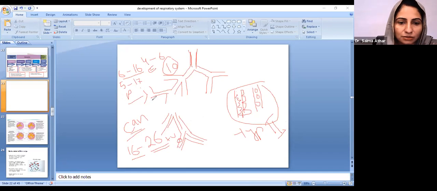I am just drawing it. Okay? So embryonic period, pseudoglandular period, and canalicular period. Canalicular period, there is further growth, there is formation of the respiratory and the terminal bronchioles. They become widened, and there is formation of type 2 pneumocytes as well. Okay, so this is canalicular period. Then we have the secular period.